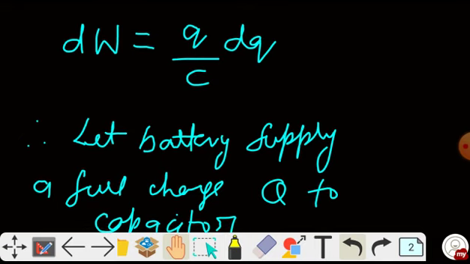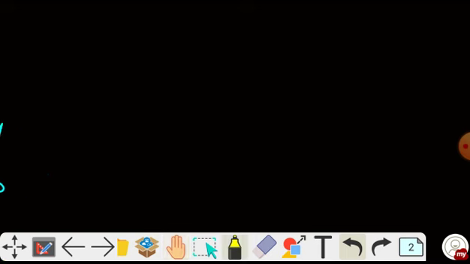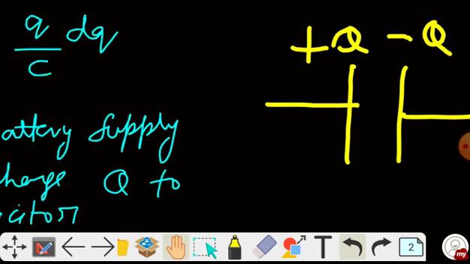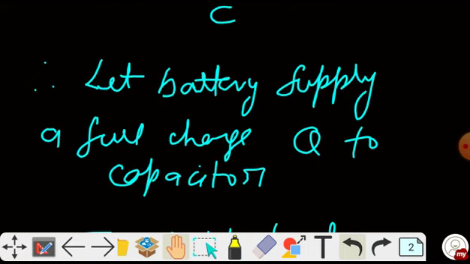So suppose the battery sends a total charge Q to the capacitor during the whole charging process. When the capacitor gets fully charged, let's say the final charge on the capacitor plates is plus Q and minus Q. That means the charging will stop. This will be the final charge on the capacitor. So let's say capital Q is the total charge supplied by the battery to the capacitor.